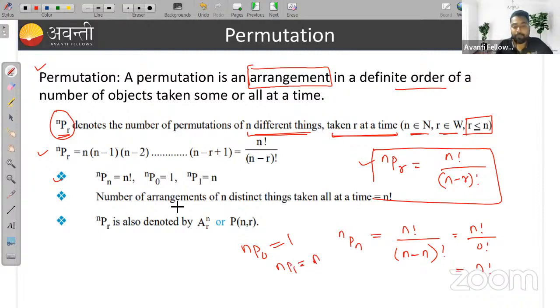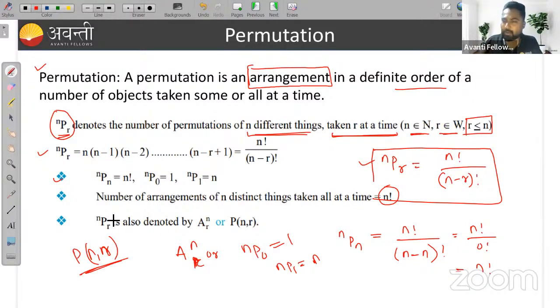So the number of arrangements of n distinct objects taken all at a time is n factorial. And nPr is also denoted by this, permutation of n different things taken r at a time. You can write it like this also. Okay, so take a screenshot of this slide, or you have all these formulas in your book also. You can go through that.